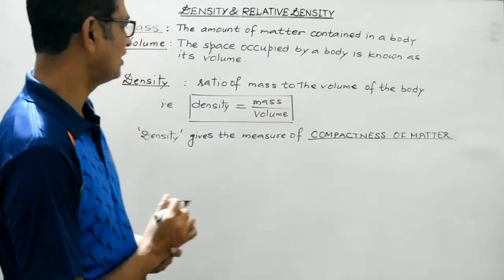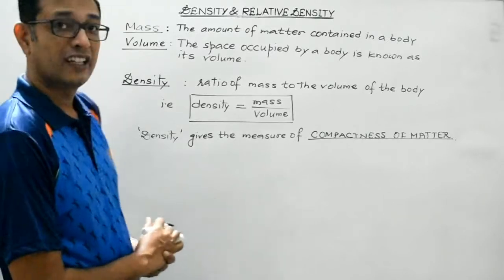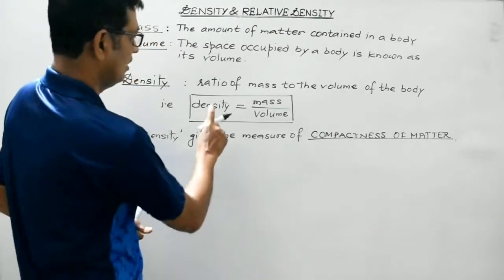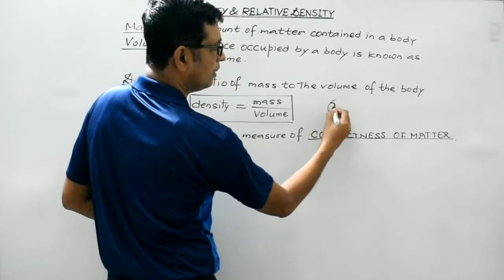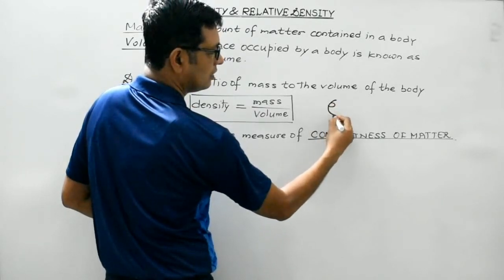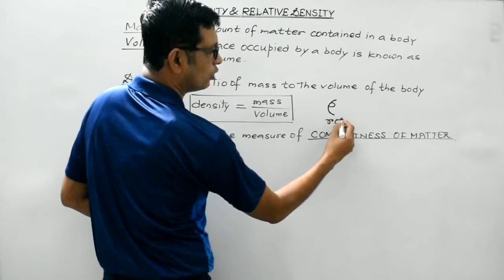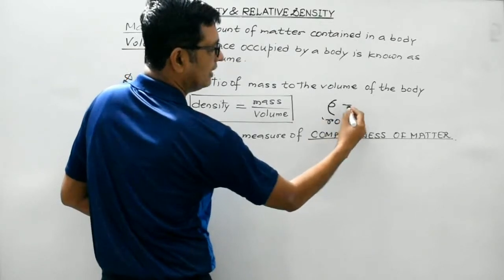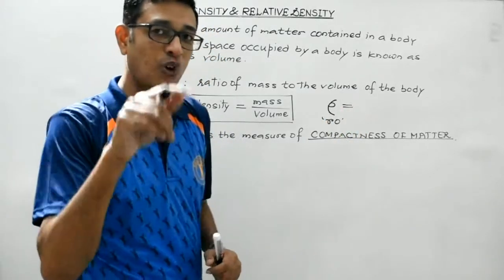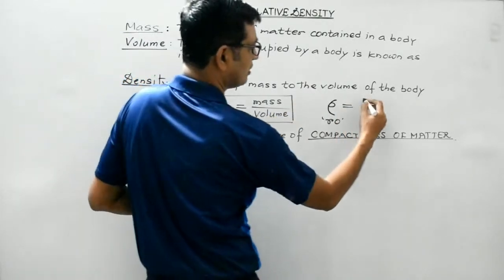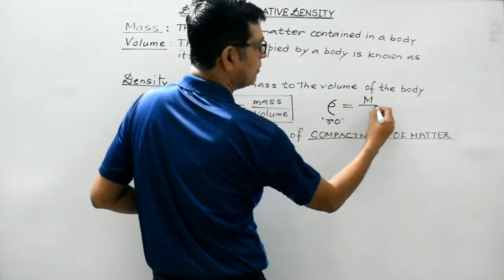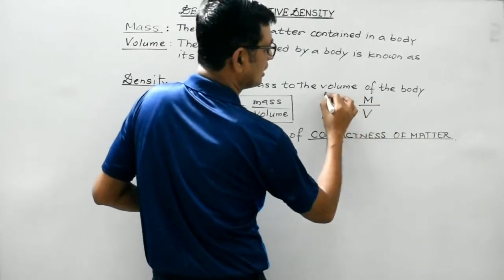So that's density. Now, regarding its SI unit, before that, density is normally represented by rho. This is the symbol for rho, R-O. So density, you can denote it either by small letter d or by rho. Density is mass, denoted by capital M, divided by V, where V stands for volume.